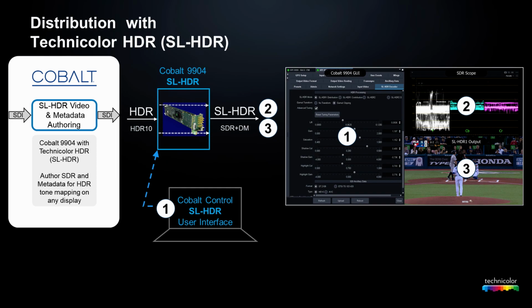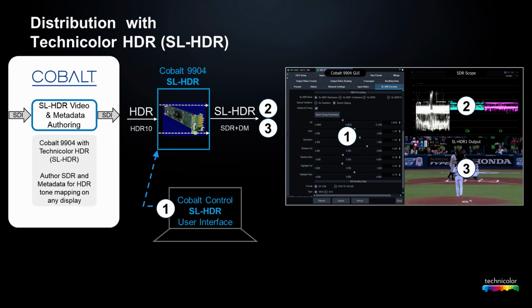As you know, this format means that you can distribute a high-quality SDR video stream with dynamic metadata to reconstruct the native HDR image. This means that whatever SL HDR tuning you do to generate a high-quality SDR, the original HDR won't be impacted and can always be reconstructed with dynamic metadata.